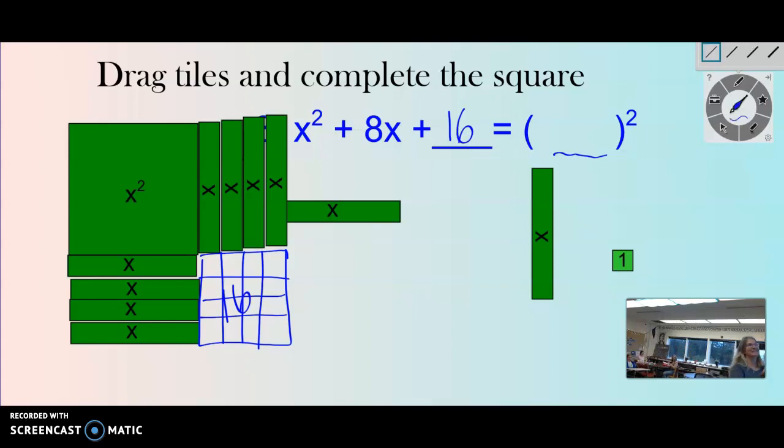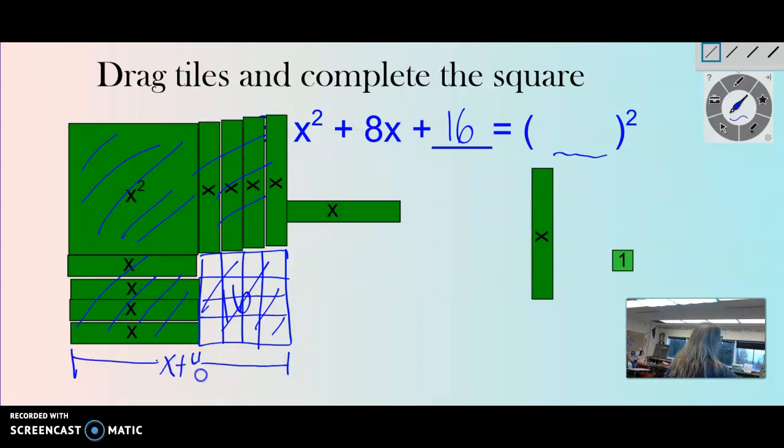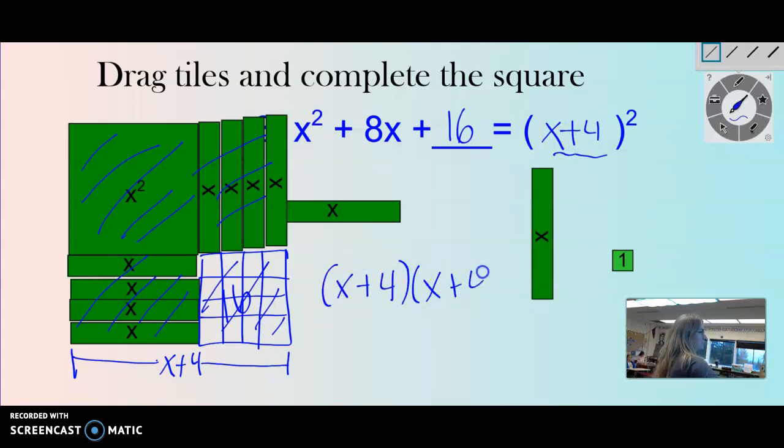Okay, so now we have this area can be represented by adding the tiles together, x squared plus 4x and 4x, or 8x, plus the 16. Or another way to represent this area is, how long is this from here to here? 4. Or x plus 4, and that's also x plus 4. So it's going to be x plus 4. Another way to write the area is x plus 4 times x plus 4, because the square has the same length and width. And then you can write that as x plus 4 squared.